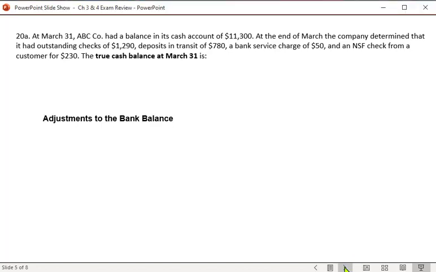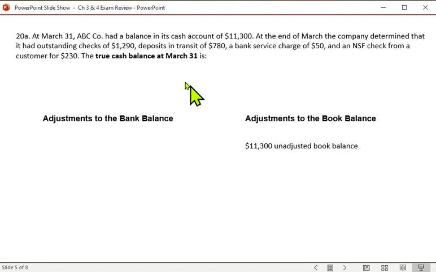So let's see what we've got here. Adjustments to the bank balance and adjustments to the book balance. And let's see up here what things we can make these adjustments to. So the problem tells us that we have a balance in the cash account, that's on our books, of $11,300 and it's unadjusted. They also tell us that we had outstanding checks of $1,290, which is something we would deduct from the bank side. So we'll put it over here on the bank side.